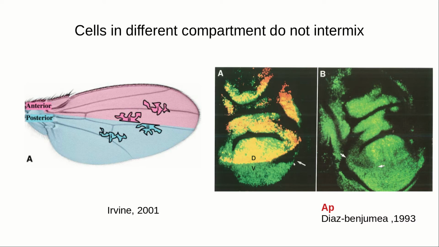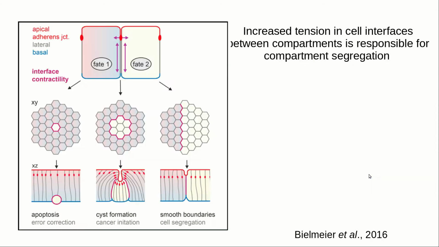Here you have pictures showing the same. The black clone, which is in the ventral part, does not cross to the dorsal part, which is defined by the expression of apterous, and this other black clone, which is in the dorsal part, never crosses and never goes into the ventral part.